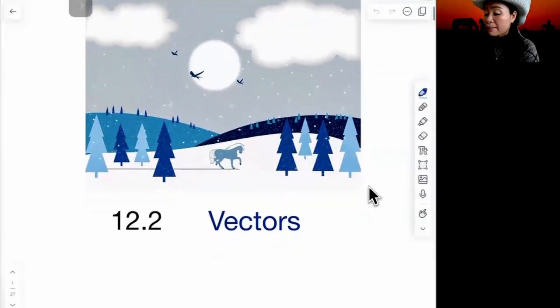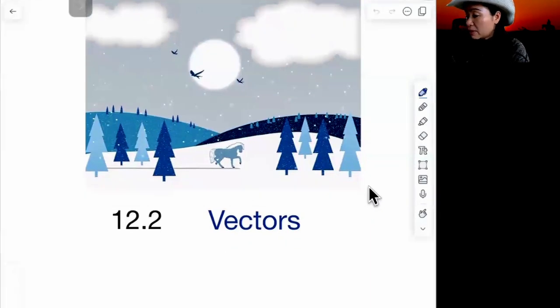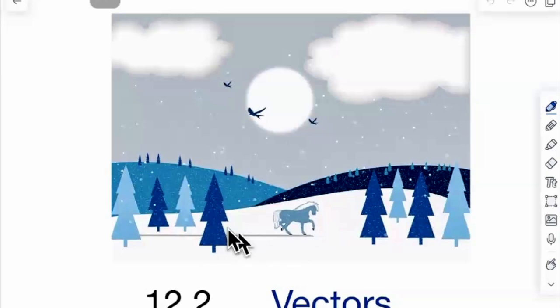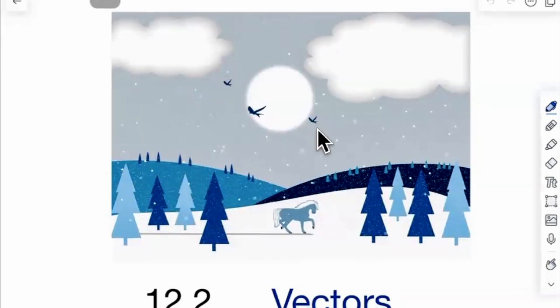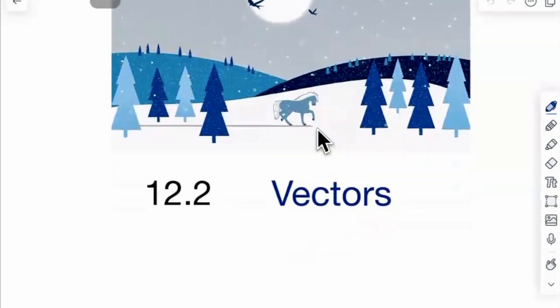Today we're going to talk about 12.2, which is vectors. Look at my picture here. The tree here, kind of like an arrow pointing up, that actually is a symbol for vector.